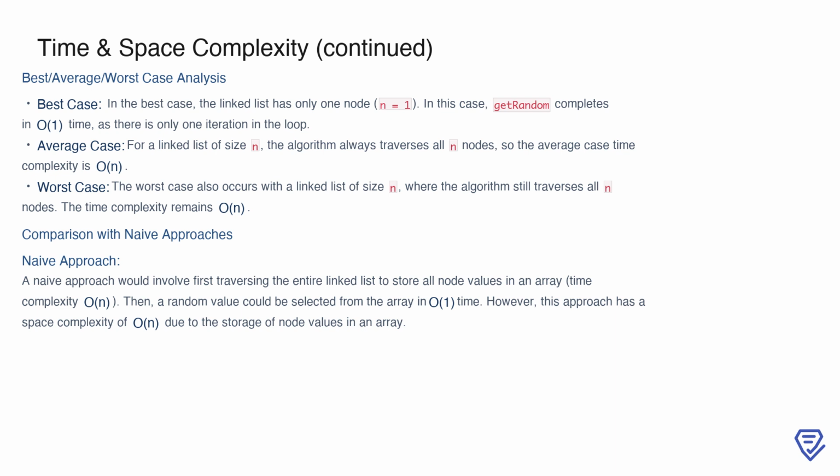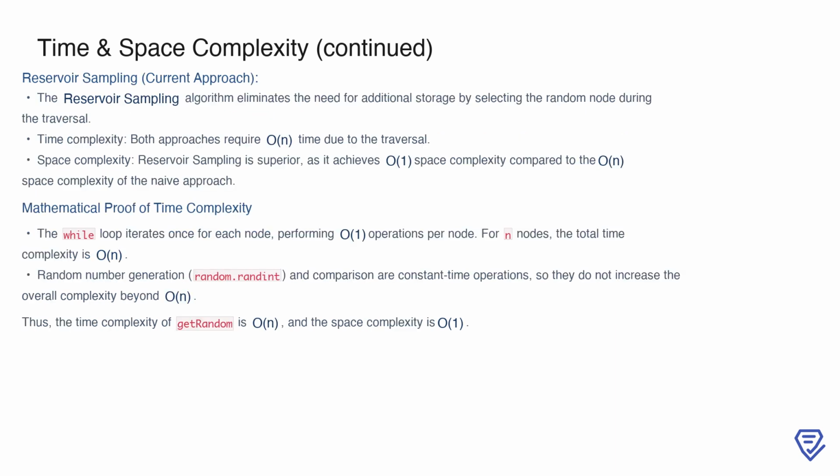Let's also compare this approach with a naive solution. A naive method would involve two steps: first, traversing the entire linked list to store all node values in an array, which takes O(n) time, and second, selecting a random value from the array in O(1) time. However, this naive approach requires O(n) space for storing the node values in the array, which is less efficient in terms of space usage. The reservoir sampling algorithm offers a significant improvement over the naive approach by eliminating the need for additional storage.